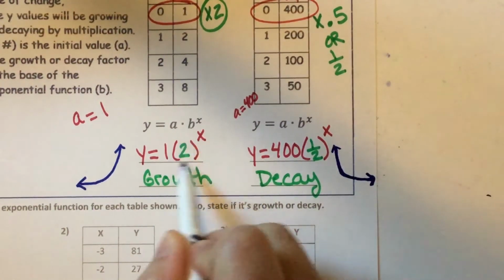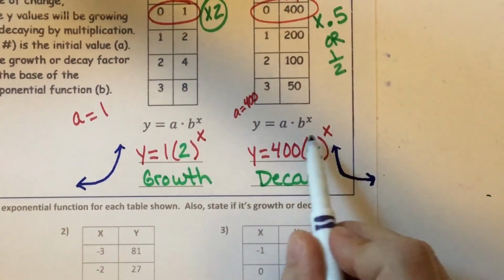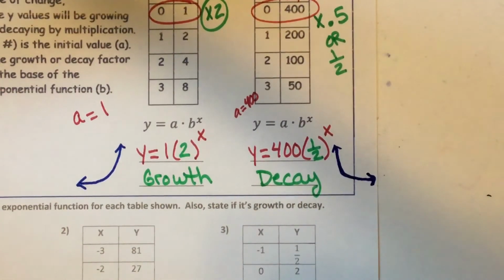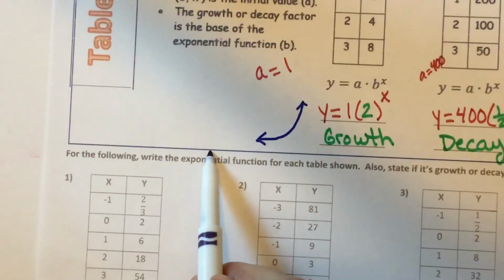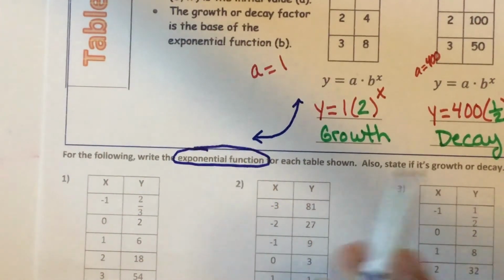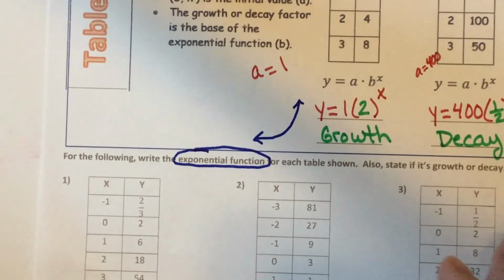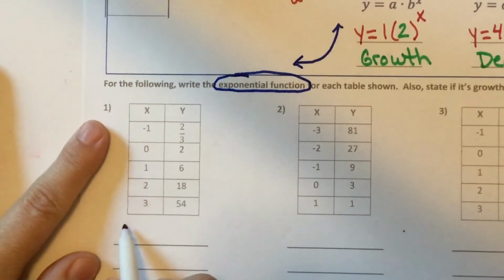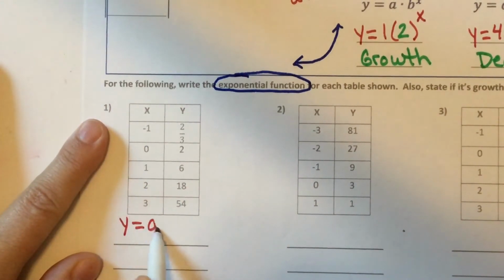If your B is bigger than 1, it's growth. If your B is between 0 and 1, it's decay. Okay, let's try a few more. All right, so I'm telling you right now, these are all exponential. So we don't have to figure out if it is or if it isn't. They are. So first mission is to figure out our A. Because remember, we want to write our equation in the form y equals AB raised to the x.